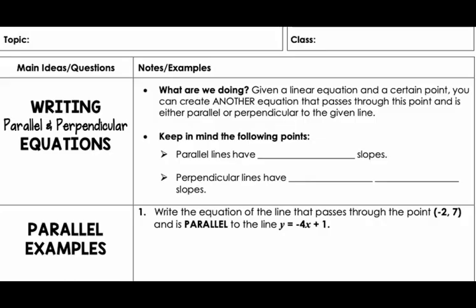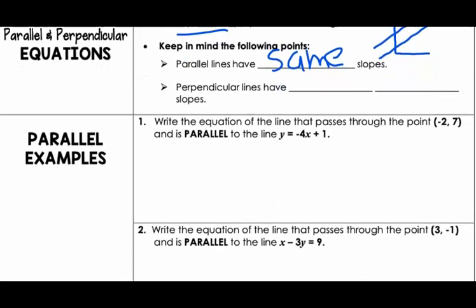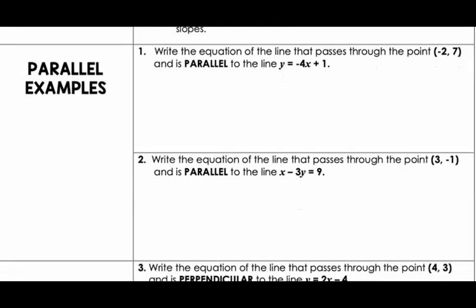So this one says, given a linear equation and a certain point, you can create another equation that passes through the point and is either parallel or perpendicular. So today's parallel lines. Now if you remember, parallel lines have the same slopes, okay? So draw a picture. If you have a graph like this, the parallel lines will look like this. That's called parallel, where they don't touch each other, but they'll keep on going. So make sure you write that one down. Now the next one here, we're just going to do the parallel examples, just this one.